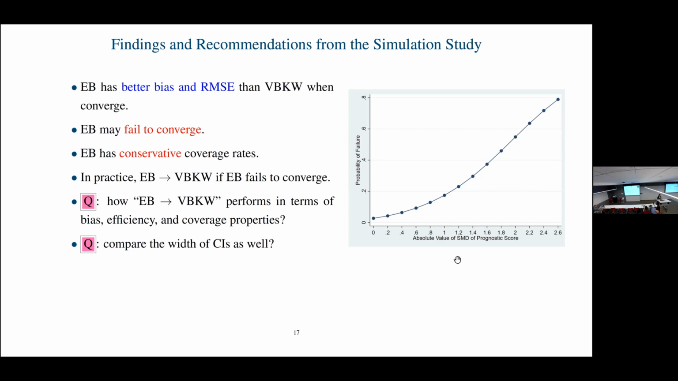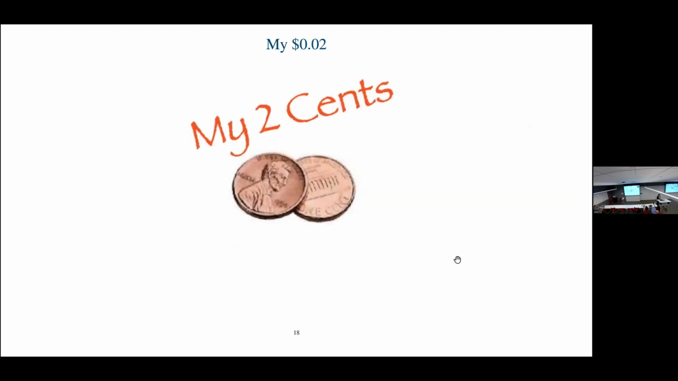And secondly, in practice, you do not know the variance, right? So although entropy balancing may have better true mean square error compared to vector-based kernel weighting, you don't know the true variance. You need to calculate the variance and then construct confidence intervals. If entropy balancing is conservative in the inference procedure, then it may lose efficiency compared to vector-based kernel weighting. So we also need to compare the width of the confidence intervals. But in the end, I wonder why the non-convergence happens and why it is conservative, right? So here's my 2 cents.